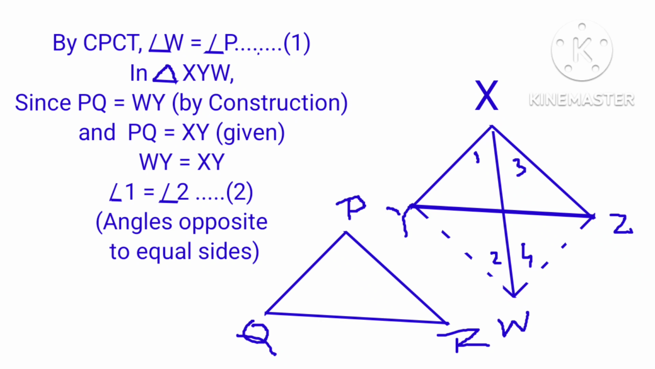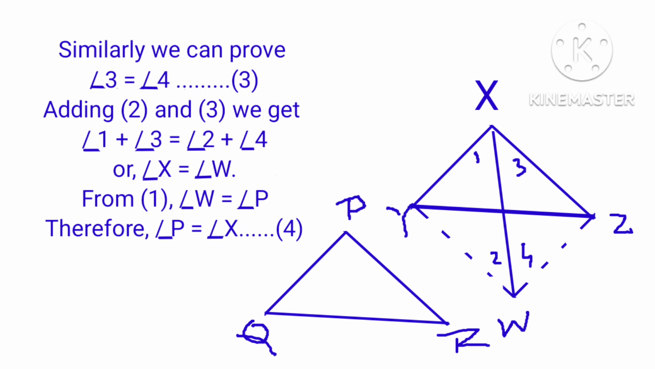Angles opposite to equal sides are equal. Similarly, we can prove angle 3 is equal to angle 4, equation number 3. Adding 2 and 3, we get angle 1 plus angle 3 is equal to angle 2 plus angle 4, or angle X is equal to angle W. From 1, angle W is equal to angle P. Therefore, angle P is equal to angle X. That is equation number 4.